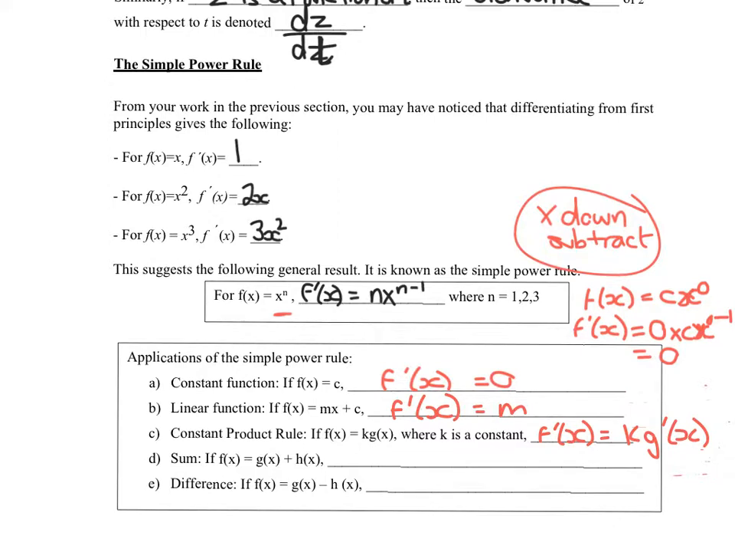Now if your function is actually the sum of two smaller functions, f dash of x will just equal the derivative of both functions added together. So that's f of x equals g of x plus h of x. So f dash of x equals g dash of x plus h dash of x. And finally, if you've got a difference, same rule applies. f dash of x would just equal the difference between the two derivatives of those two functions. So that's our introduction. How does that actually work with some examples?